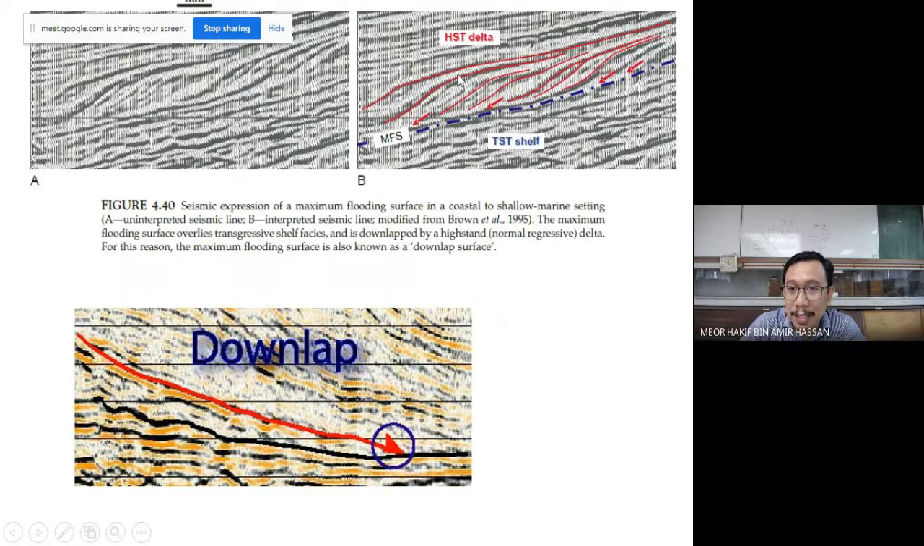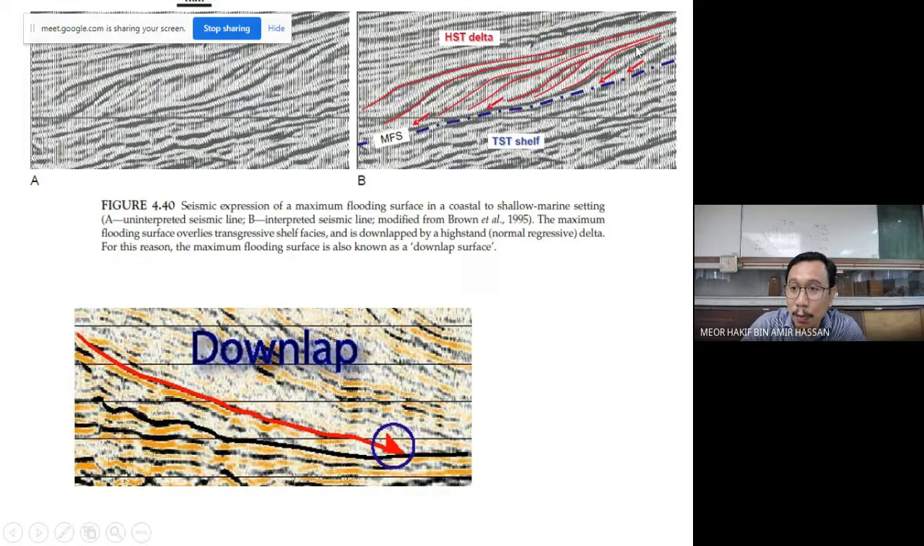Forming this curving shape, it's sigmoidal, sorry, sigmoidal shape. Goes down here. And this represents delta clinoforms. And the delta is prograding from right to left. Delta you bergerak daripada kanan ke kiri. Yeah. So you can actually imagine this was previously delta plane. You have a delta front, and we have packages and you have progradation towards the left.